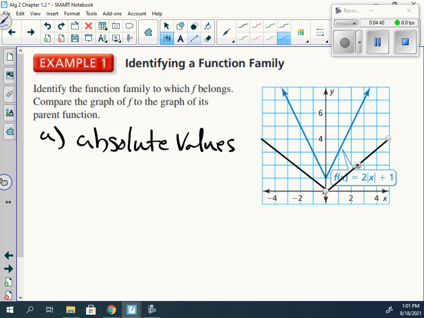It's wider, so the new one got skinnier or narrower. So we can say narrower.